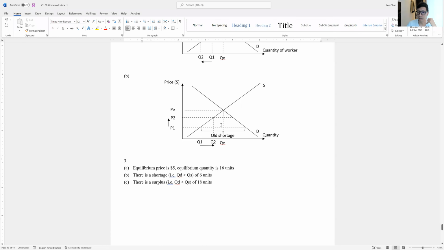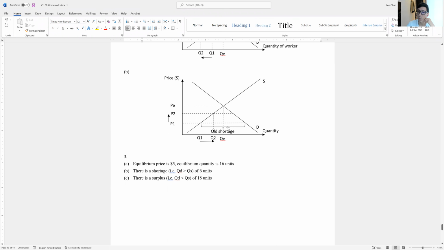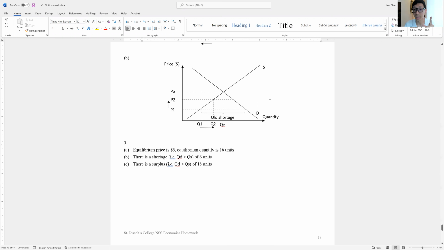OK， 好啦，我哋望望啦。Now, here, originally. The old shortage is right here. Okay, is right here. Right? There is an old shortage, this gap. Now, the question says the consultation fee increased. So it increased from P1 to P2, resulting in shorter waiting time. 是短了,但是还有 waiting time, 即是还有 shortage. Therefore, there is actually still a shortage. Only that the shortage has decreased, become shorter.